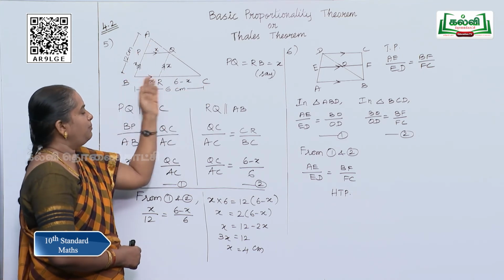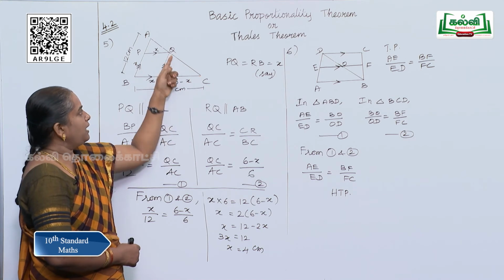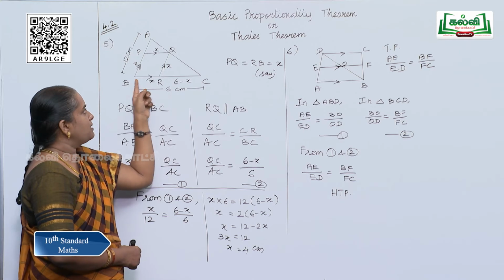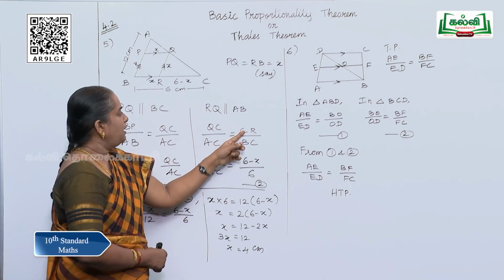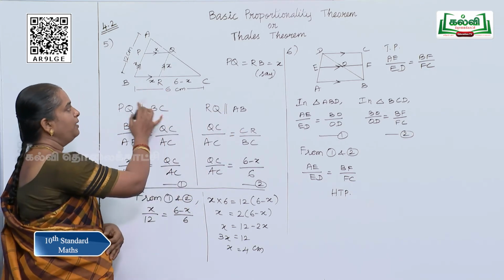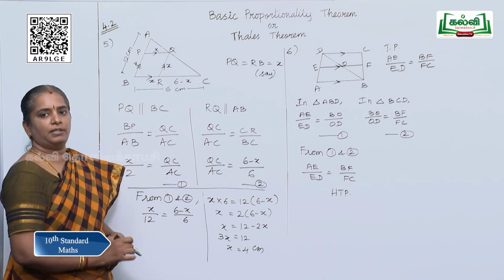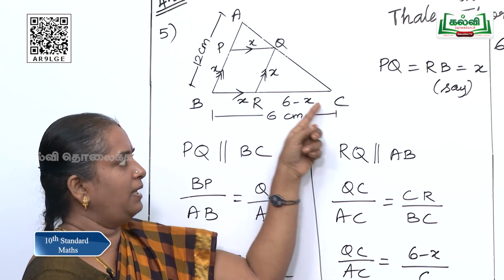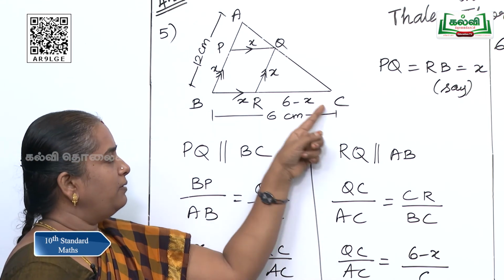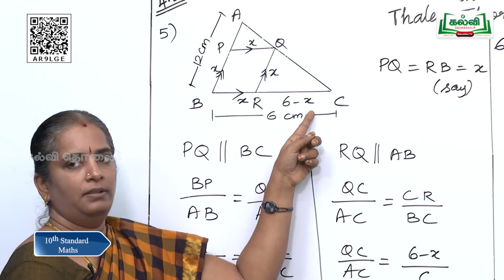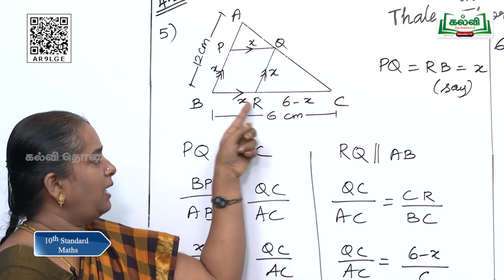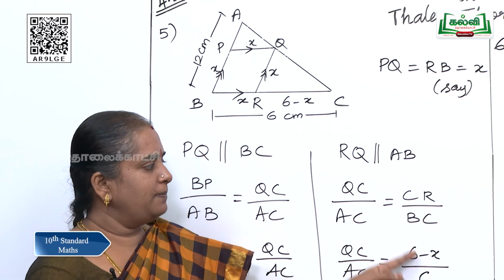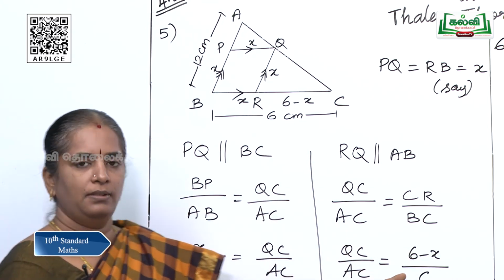So, in this triangle ABC, we can say that QC by AC is equal to CR by CB or BC. Okay. So, let us take the values of CR. What is CR? So, totally BC is 6 centimeter. So, we have taken BR as X. So, RC or CR is nothing but total 6 minus this BR. So, BC minus BR, which is 6 minus X. So, CR can be replaced with 6 minus X and BC can be replaced with 6.